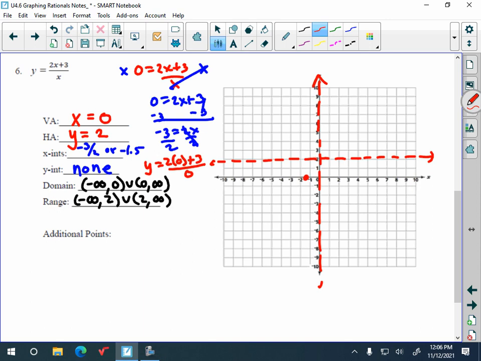All right. So on this one, we have an X-intercept that we can plot, -1.5. So I know I'm going to have a curve down here. The other one's going to be up here. Based off where the vertical line crosses, so 0. I need 2 points on the left, 2 points on the right of 0.